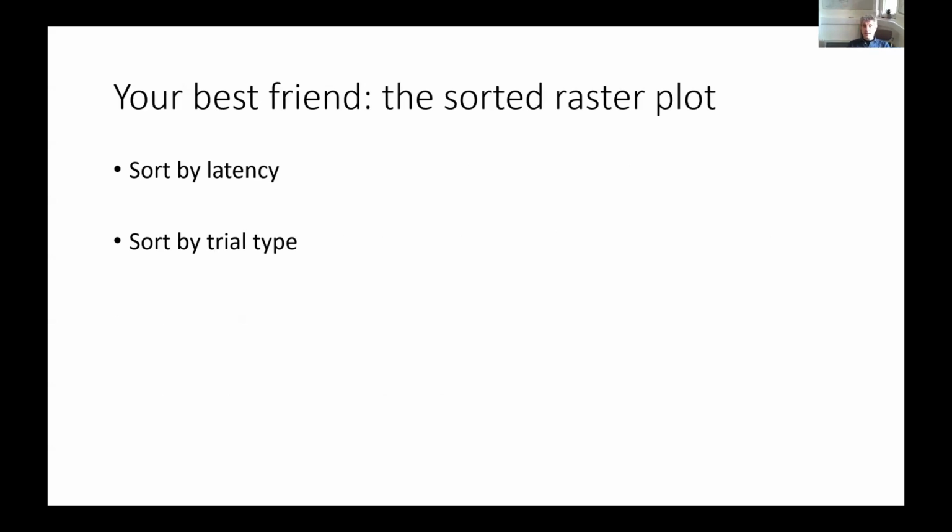All right. So your best friend when looking at this sort of data is the sorted raster plot. If you haven't looked at sorted raster plots, then you're probably missing something in your data. You have to do this. So that, and the different ways to sort the raster, by latency or by trial type. We'll see what this means in a moment.